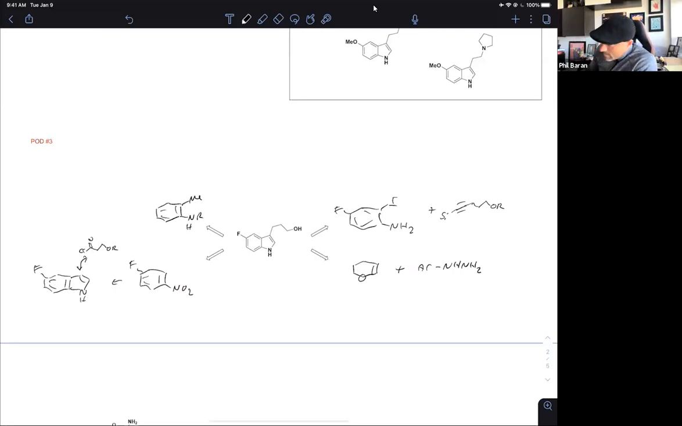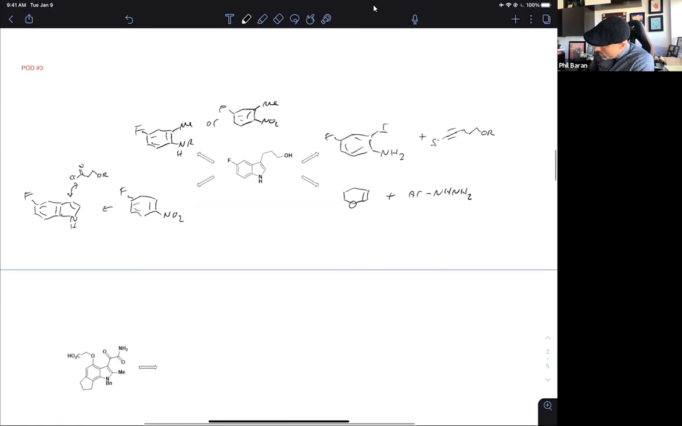And treat with base. And I guess as a corollary to that, you could think about Leimgruber-Batcho. You need 100 ways of making indoles, folks. I hope it's not redundant. You know, if Fischer could work for everything or Larock could work for everything, this lecture would be 3 minutes long. So you need all of these various ways of making these. It's critical. And you'll see some reasons why in just a moment.